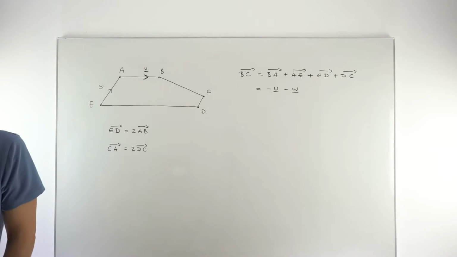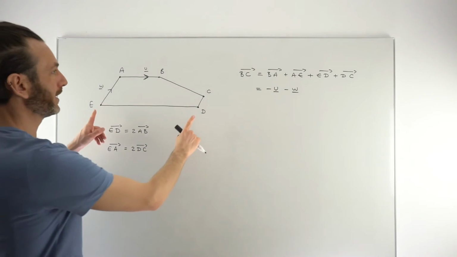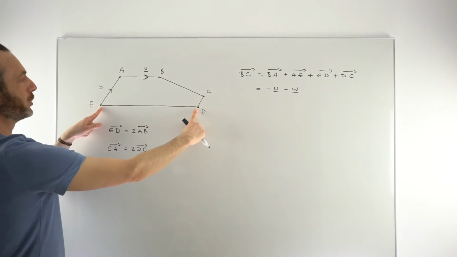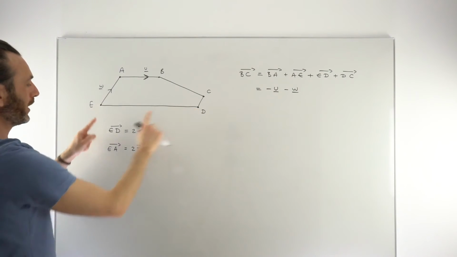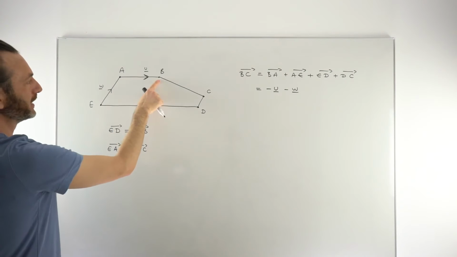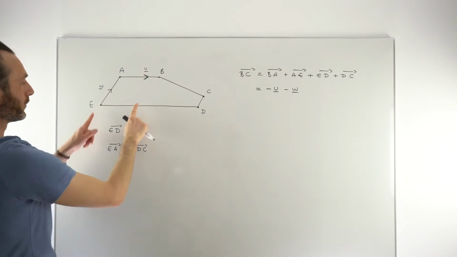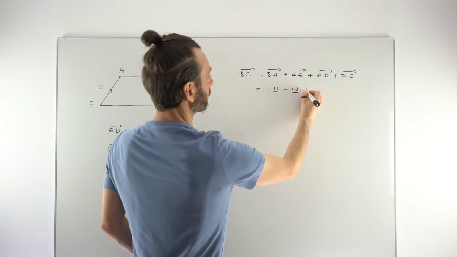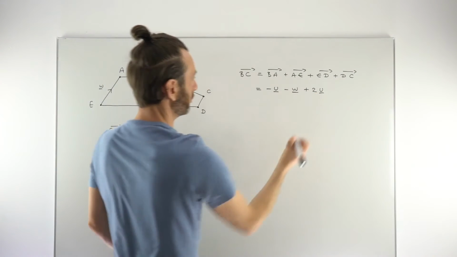And the next two are a little bit more demanding because the vector E to D, this one here, doesn't have a u or a w on it, but we're told in the question that E to D is 2 times A to B. So A to B is a vector u, so this is going to be vector u and another vector u, so 2 times the vector u. So we're just told that that is 2 times the vector u basically.